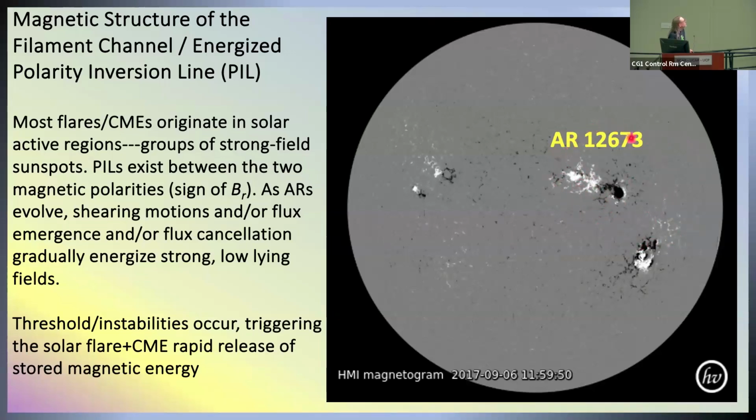You need a strong concentrated field, and you need to do something to that field to energize it, because I could take this exact magnetic configuration and derive a potential field source surface. This is one thing from last time that I should have explained more. So what is that? That's a mathematical reconstruction of the magnetic field in the corona based on these observations.